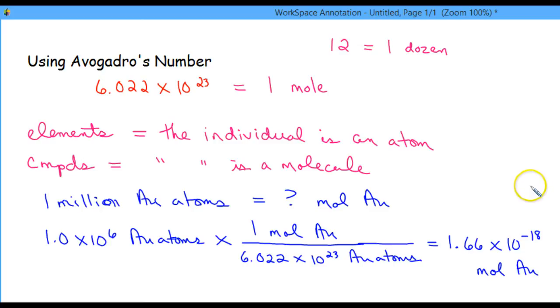So, the big thing to remember is the only thing you can use Avogadro's number for is to go between individuals and number of moles.